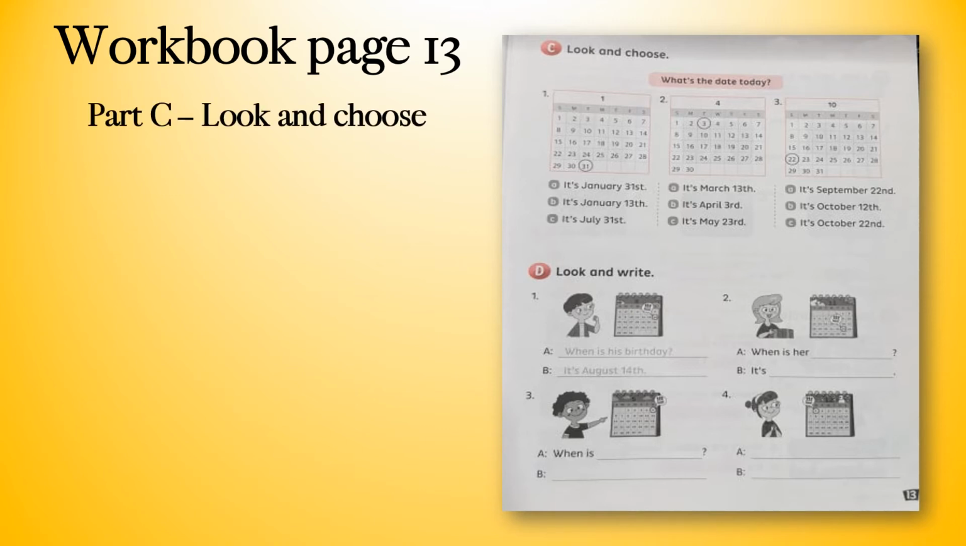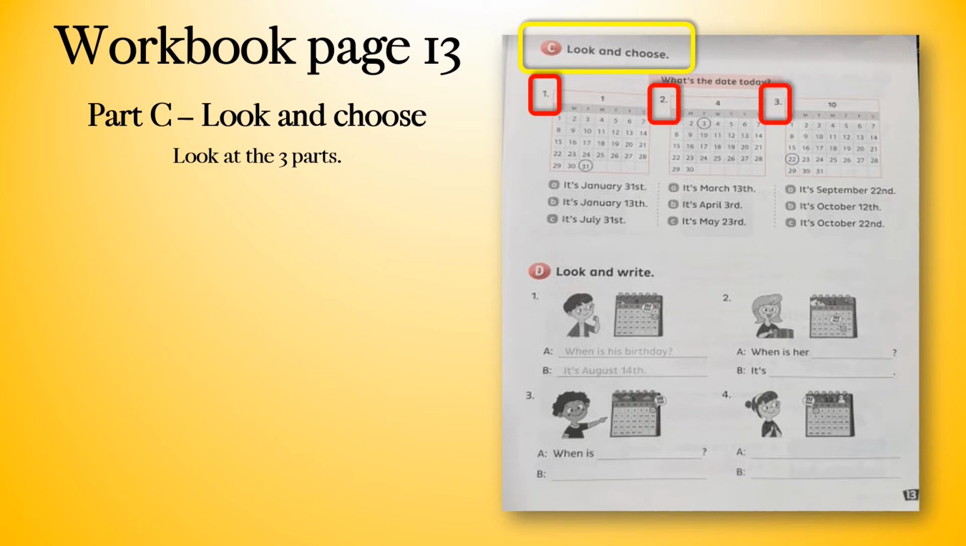Part C is called look and choose. So you must look at number 1, number 2 and number 3 and then choose the correct answer from A, B or C. So look at the 3 parts, number 1, number 2 and number 3. Look at the calendar with the circled date. Here is the calendar. You can see the circle around 31. Now the number at the top is the month. They have not written the name of the month.